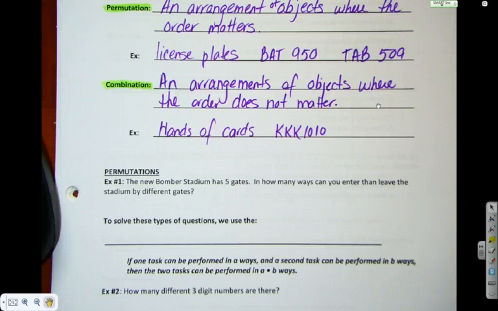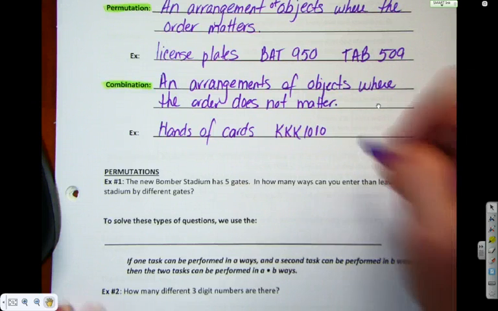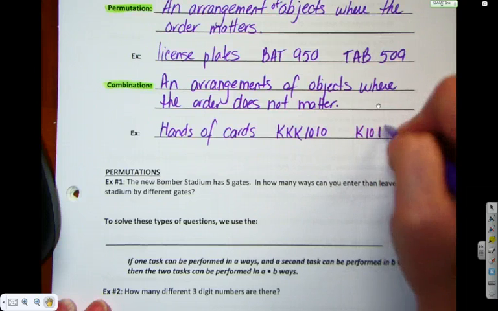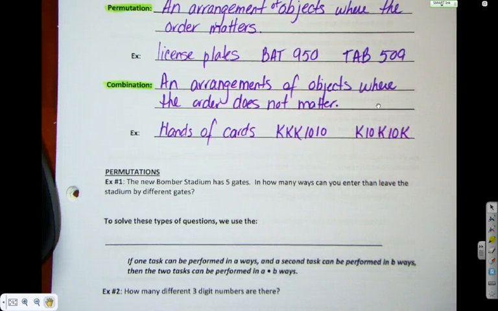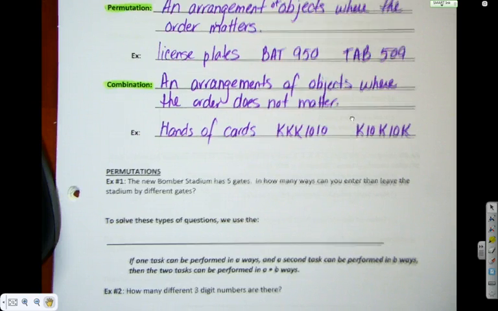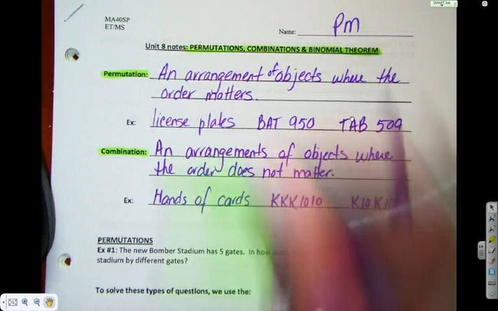Well, what if I just wanted to arrange it differently in my hand? Let's say I wanted a king and then a 10 and then a king and then a 10 and then the king. I want to alternate the cards. Why? Because I like that. Does that change my poker hand? No. What if I put the 10s first and then the kings? What if I put 2 kings and 2 10s and then a king? It's still the exact same poker hand. That's a combination. The key is that order matters for a permutation.